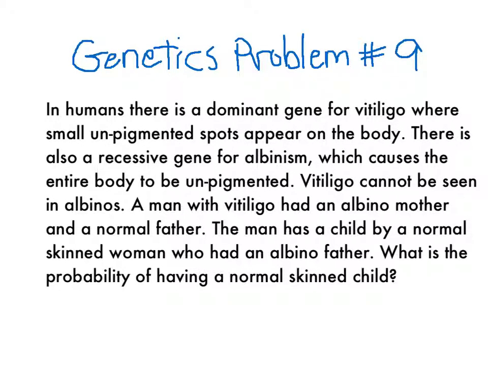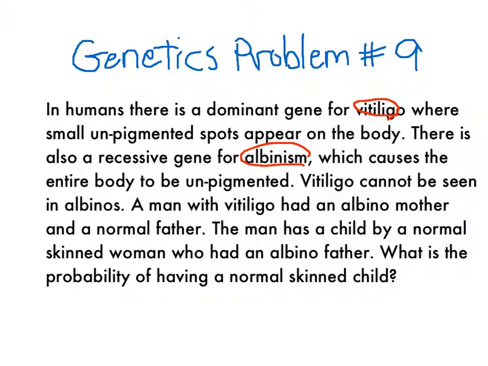Genetics problem number 9 was a difficult one. It states that in humans there is a dominant gene for vitiligo, where small unpigmented spots appear on the body. There's also a recessive gene for albinism, which causes the entire body to be unpigmented. Vitiligo cannot be seen in albinos. A man with vitiligo had an albino mother and a normal father. The man has a child by a normal-skinned woman who had an albino father. What is the probability of having a normal-skinned child?